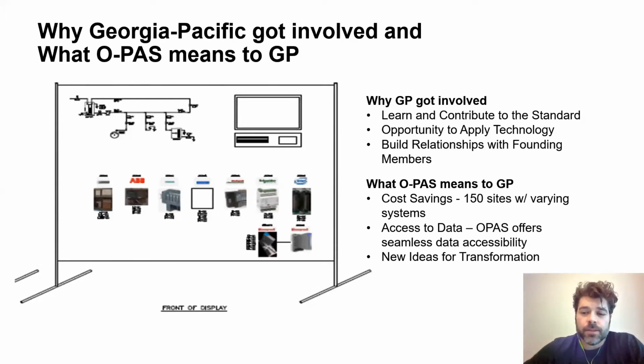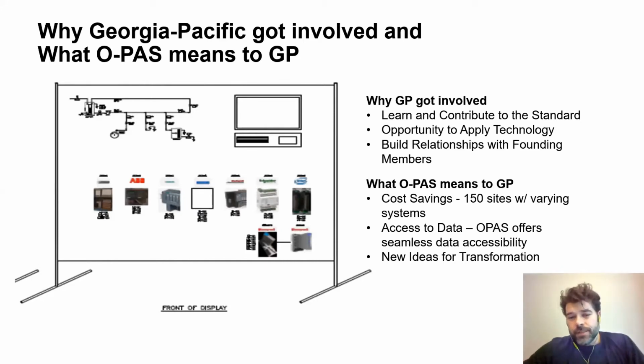What does OPAS mean to GP? It means cost savings. We have over 150 sites, all have a different control system, either through different vintages, different models, different makers, and then they're all customized. Having a standard will reduce costs in a variety of ways. Another thing that means for us is access to data. OPAS offers seamless data into the cloud and our data lake. And finally, it will bring new ideas for transformation. Working with new partners and new vendors will open up new potential uses of our technology and our business.